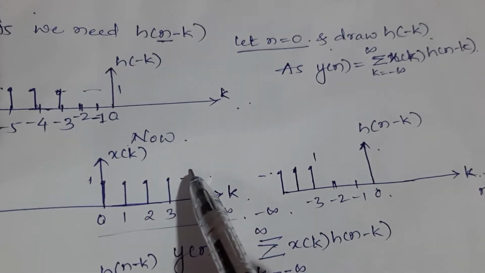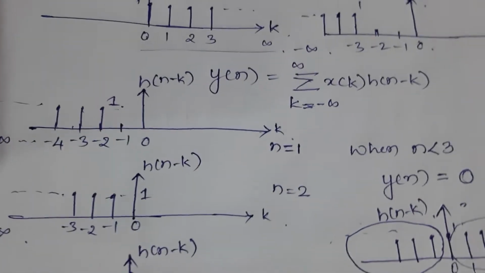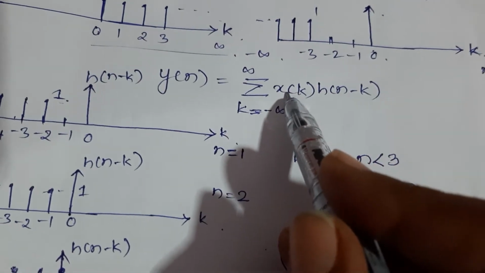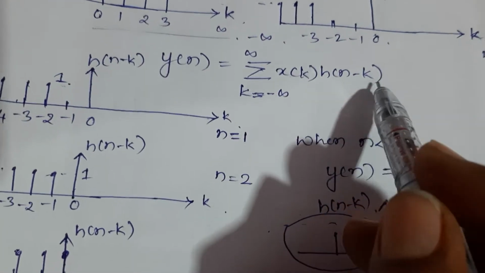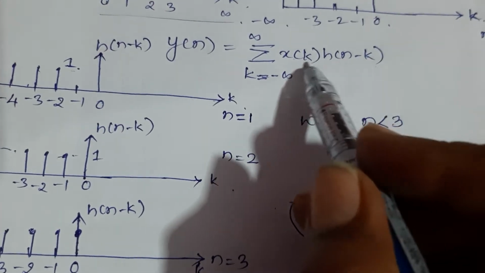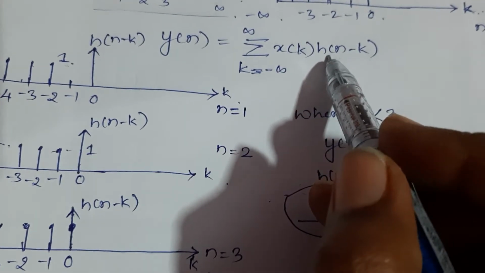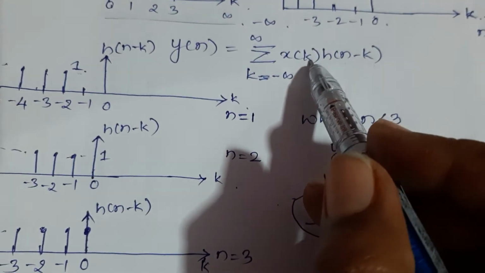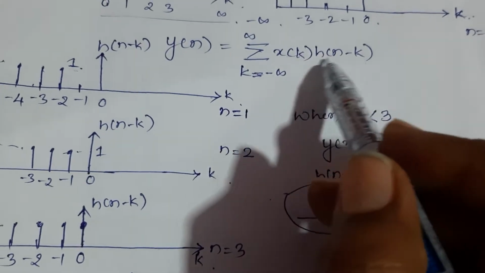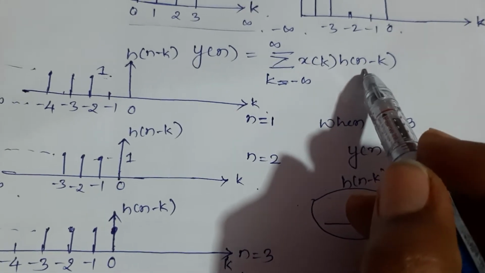Now, the convolution is nothing but this equation. It's x of k, h of n minus k. It's nothing but the product of x of k signal with h of n minus k signal. And to find the product, we all know that to have a non-zero product, the signals should be overlapping. Means for the same value of k, both the signals should exist. If any one of them is 0, then the multiplication becomes 0.